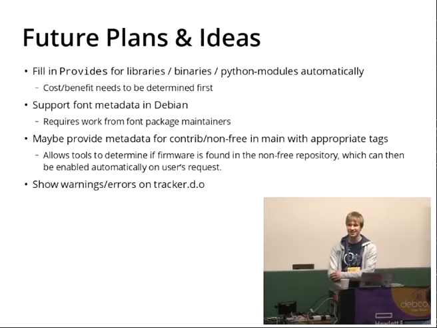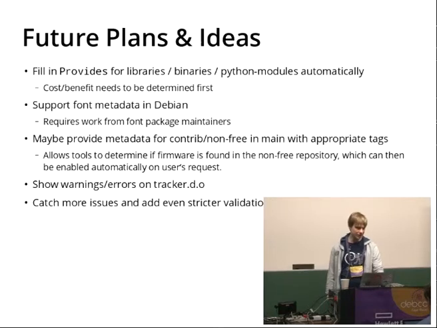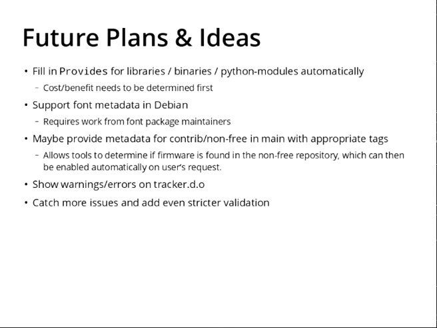Obviously, one of the biggest things which needs to be done is to show those errors and warnings on tracker.debian.org in order to increase the visibility of metadata issues. There's currently a patch for it, and I'm working on making it merge ready for the package tracker maintainers. Obviously, there are a few issues in the metadata which are not caught, and we could also do some stricter validation, but this will only follow when we have a substantial amount of data already in the archive.